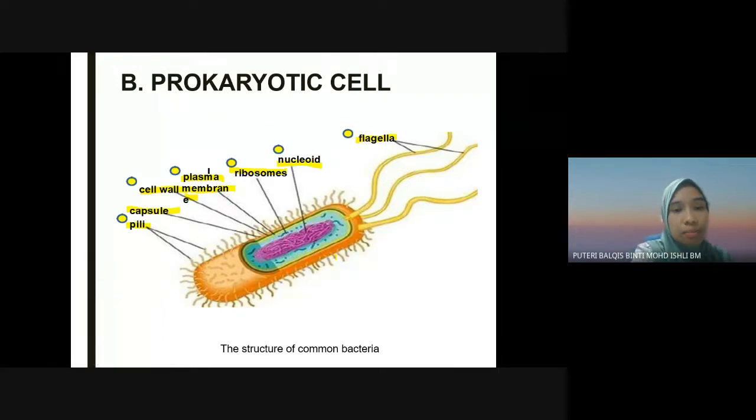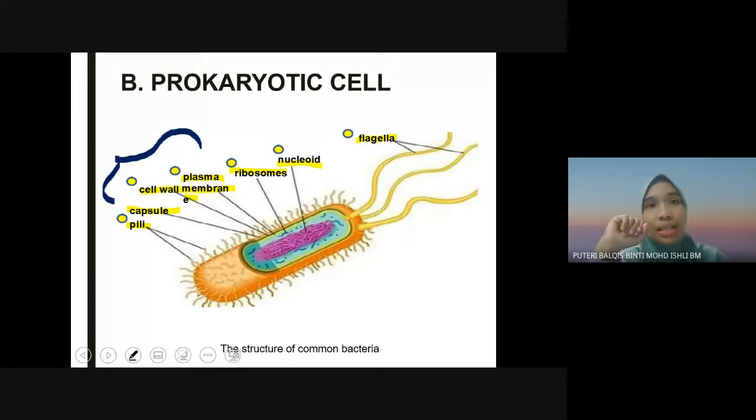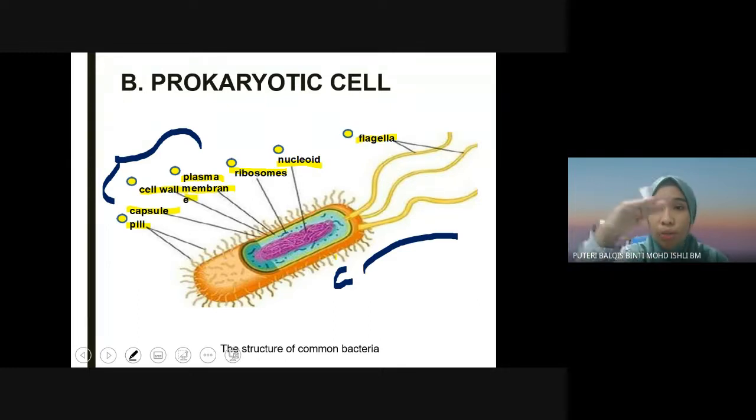And for bacteria we have plasma membrane, cell wall, capsule. Basically bakteria ni dia ada 3 layer. Layer yang paling luar adalah capsule. Capsule ni dia adalah untuk protect bakteria, supaya bila white blood cell datang untuk proses phagocytosis, susah nak musnahkan. So the outermost layer is capsule, and then we have cell wall.